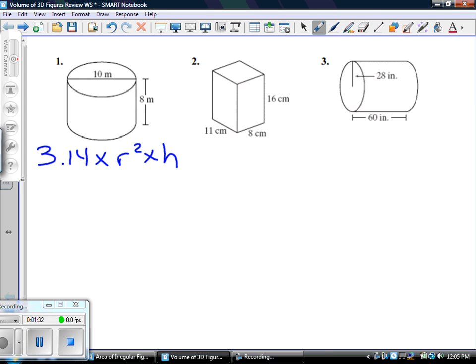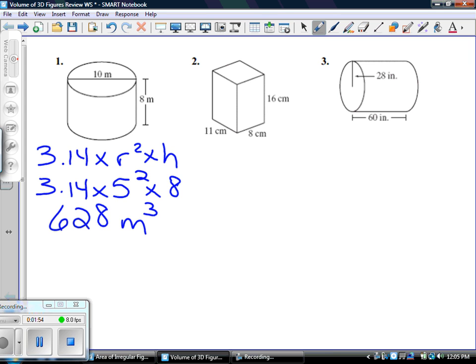So in this case, I'll end up plugging in what I know, 3.14. When it comes to the radius, I know that the radius is half of the diameter. So in this case, the radius is 5. So 5 squared times the height, which is 8. At this point, when I do this calculation, you should end up with 628 meters cubed. Remember, volume is describing a three-dimensional space, and so it is meters cubed for our units of measurement.